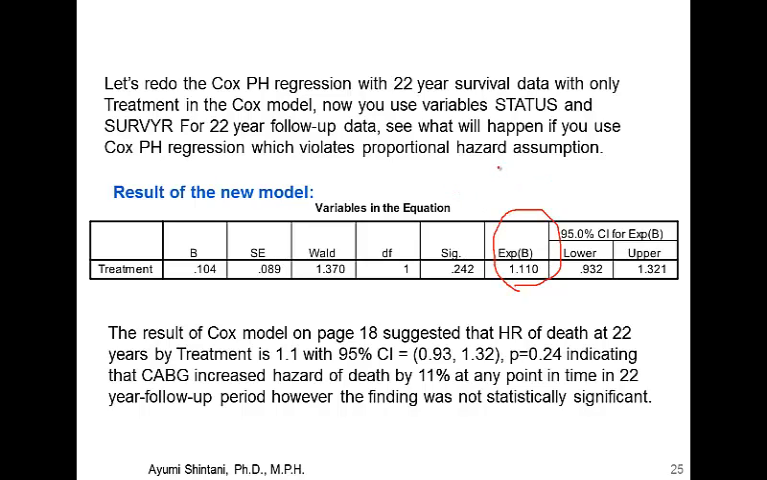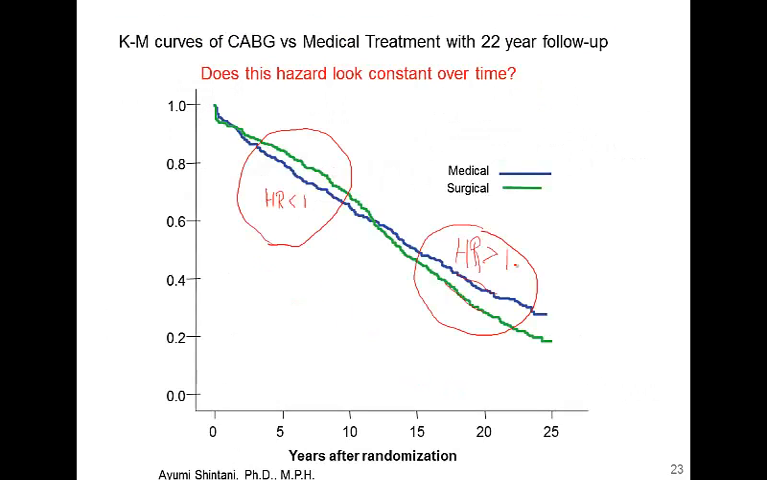Okay, there is an 11% increase in risk of dying by CABG. Although it was not statistically significant, you are facing CABG not being effective. Is that true? It looks like CABG was working up to some point, and then it stopped working after that point. So at what point do you think CABG starts not working?